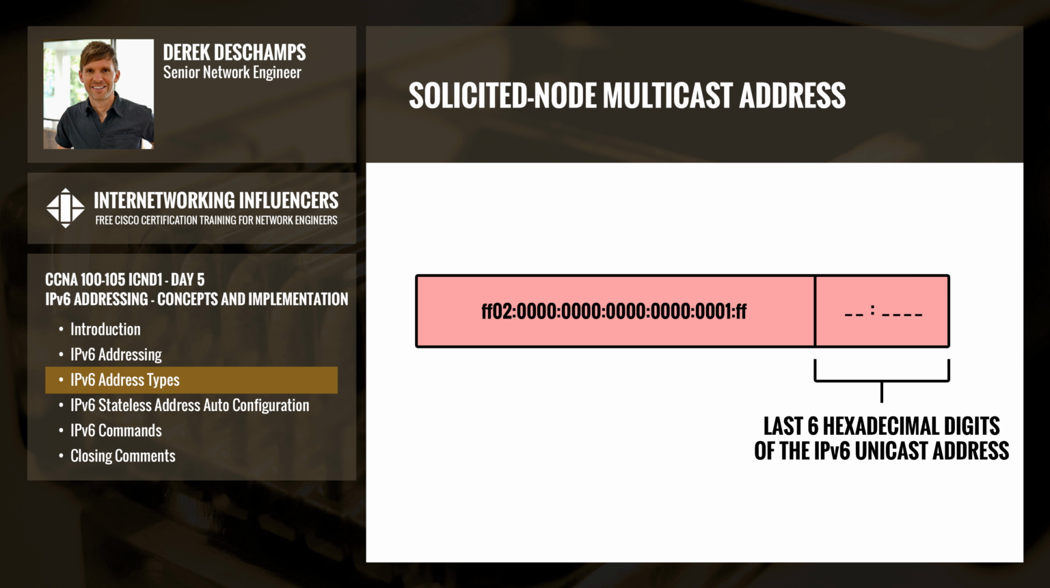The last 6 hexadecimal digits contain the last 6 digits of the IPv6 unicast address assigned to that interface. It is also important to note that since only the last 6 digits of the unicast address are used, some hosts on the same subnet may share the same solicited node multicast address.